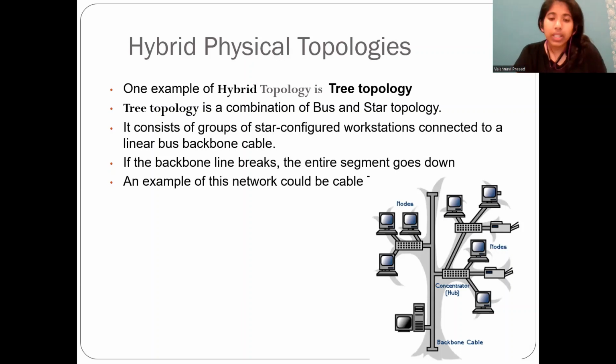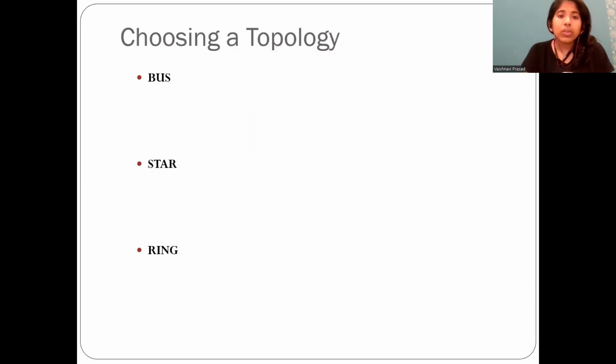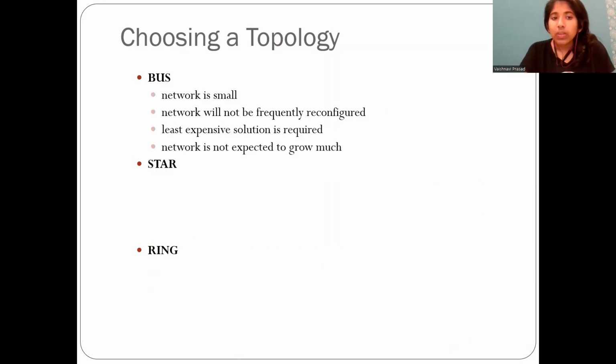An example of this network could be cable. Like if that single bus cable goes down, the entire network topology gets disrupted. Now, choosing a topology. Why do we want to choose a bus topology? Because the network is small, will not be frequently reconfigured, least expensive, and is not expected to grow much. So if we have a small location or small connectivity, then we go for bus topology. And it's very inexpensive compared to all the other topologies.